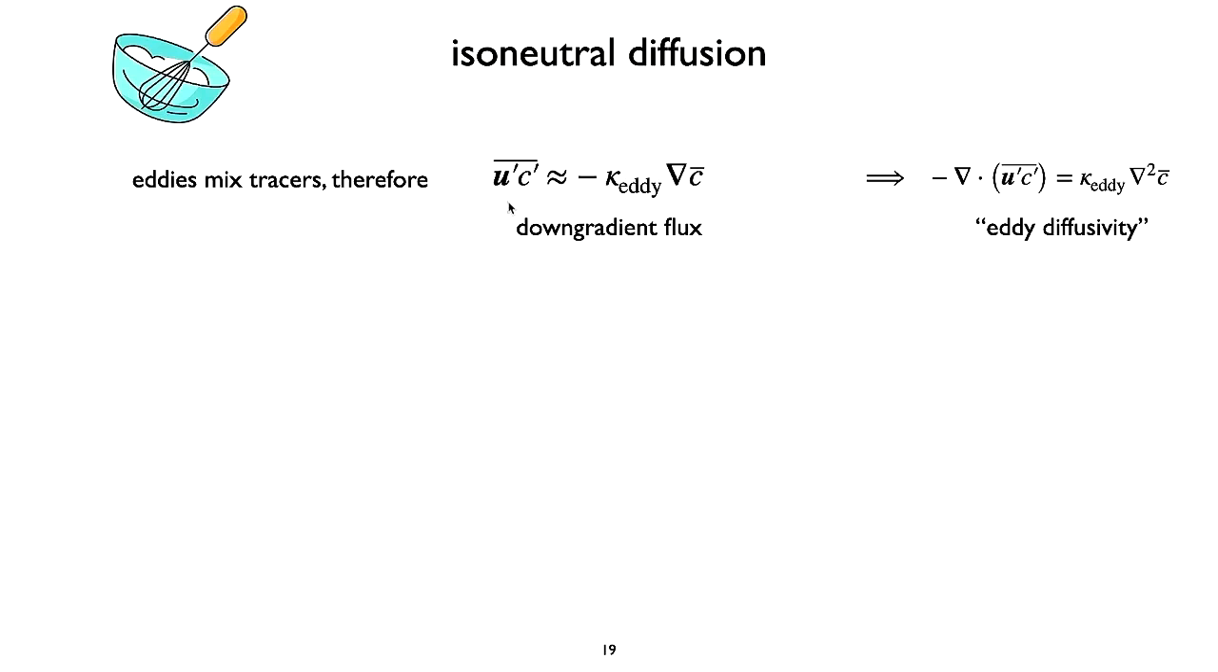We can approximate this flux that we don't know with the negative of some coefficient times the gradient of the tracer concentration that we know.